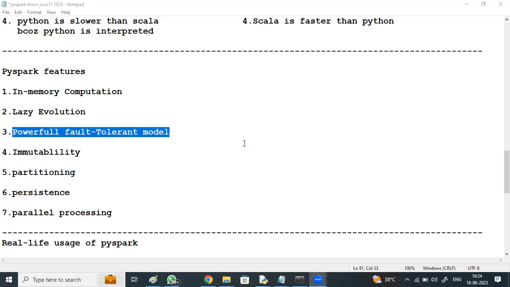Here the data is divided into partitions, distributed across the RAMs of multiple worker nodes and processed parallelly, where you can achieve very high speed.